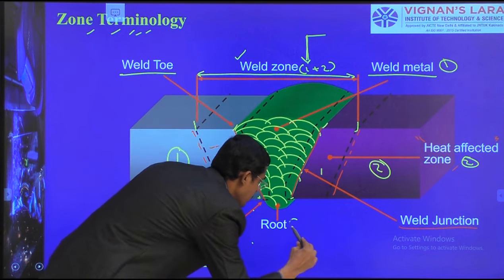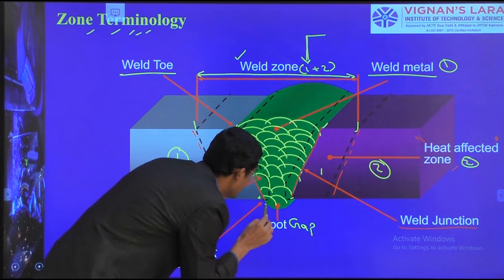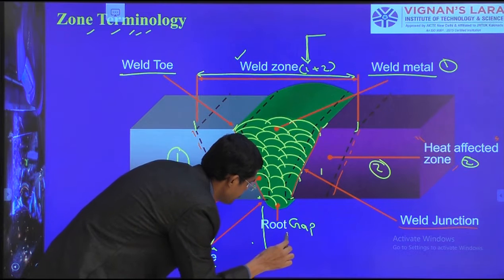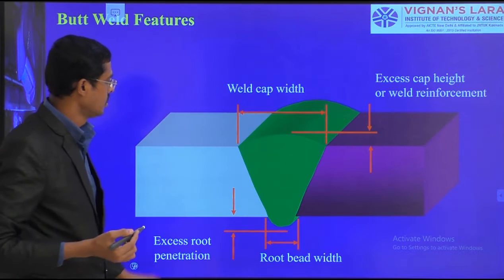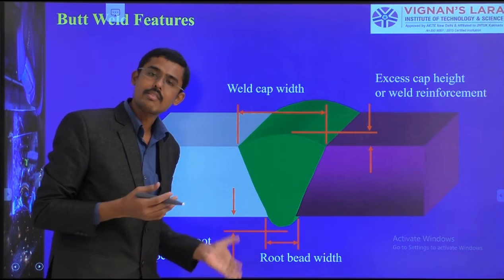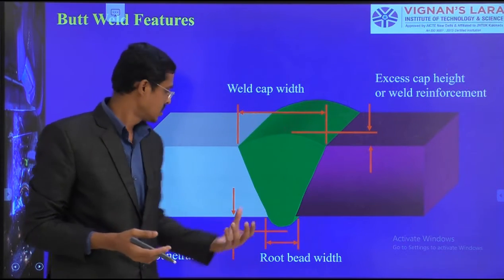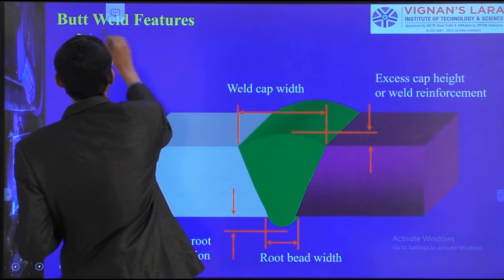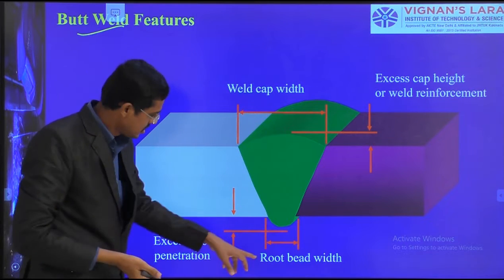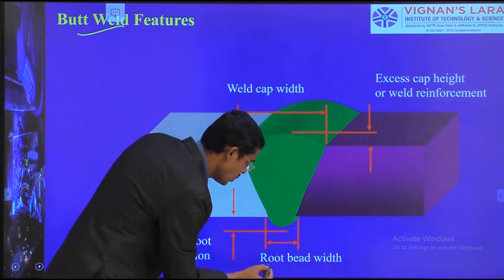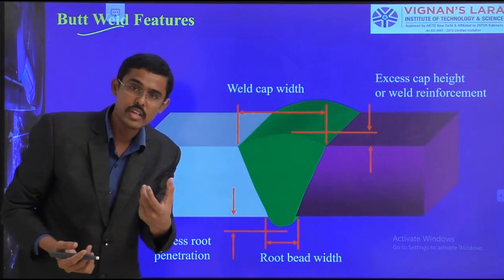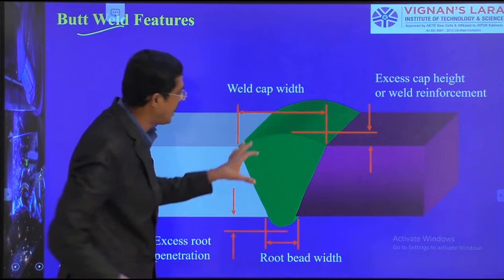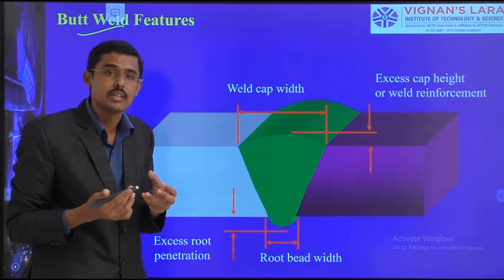You can write gap. Root gap, how much? This point is a root gap. You see? So earlier we have seen about the various zones. Now we have to see about the weld features. The same. Again, the root bead width. So here the root gap is there. Root face, root gap. In the root gap, that is before welding we have seen.